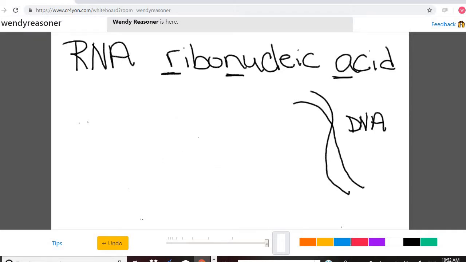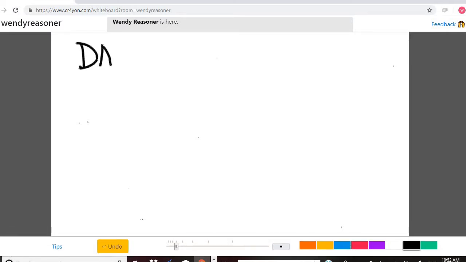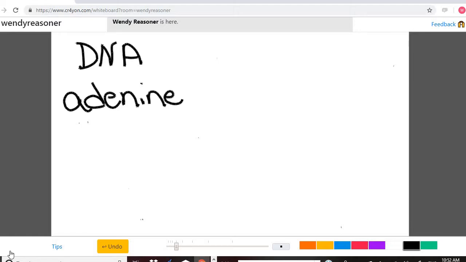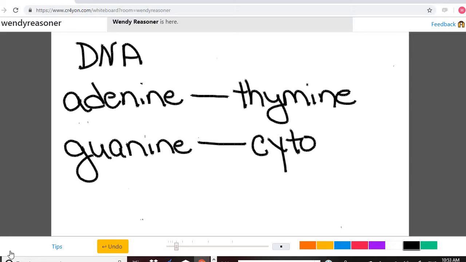Let's review. Remember we said that the way that the DNA strands hook up with each other was by their bases. So for DNA, we learned that adenine links with thymine. And we learned that guanine links with cytosine. And by these pairs of bases linking up, then DNA forms its double strand.